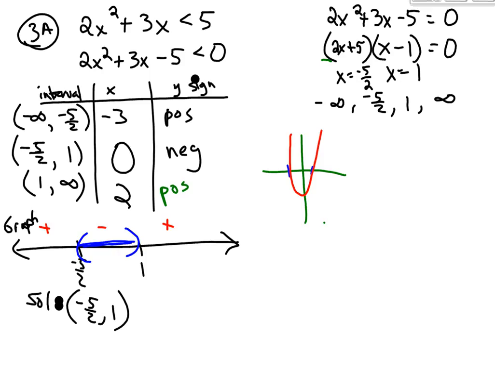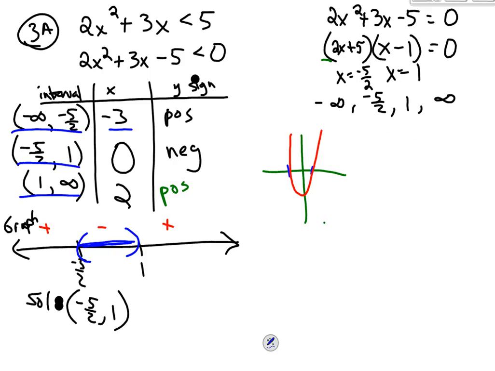Then over on the right there, I factored that. So our solutions are -5/2 and 1. Our intervals are from -infinity to -5/2, -5/2 to 1, 1 to infinity, and so then there's my intervals on there.